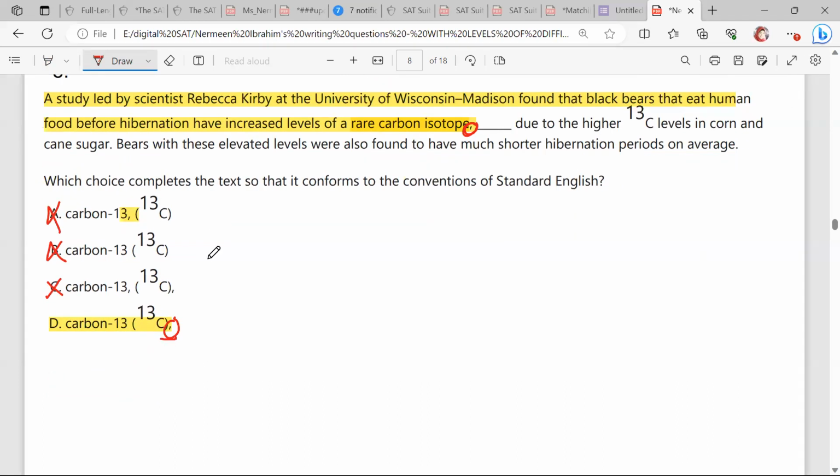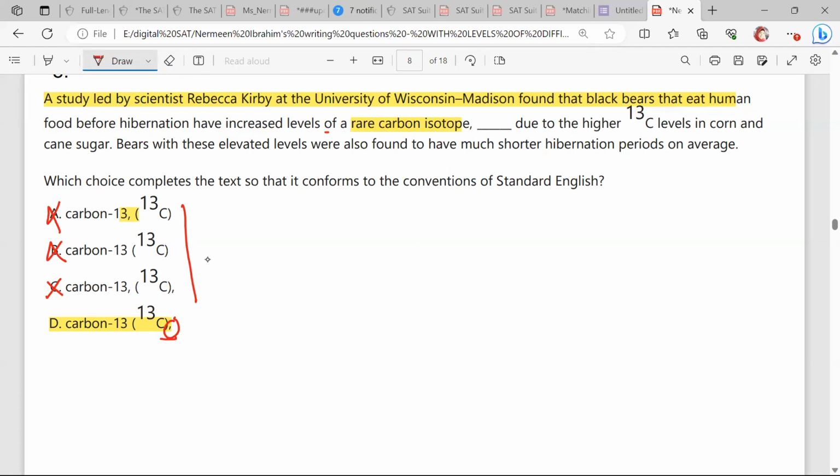Okay, so I have here: when I say found that black bears that eat human food before hibernation have increased levels of a rare carbon isotope, and I said that formula due to the higher 13C levels in corn and so on. Is it clear? And sugar and cane sugar. Now this is the difference between the main clause and the additional information.